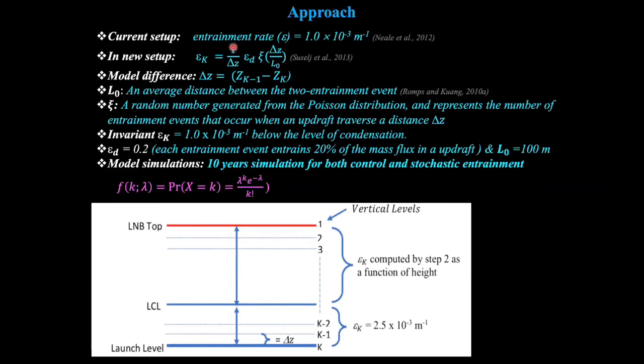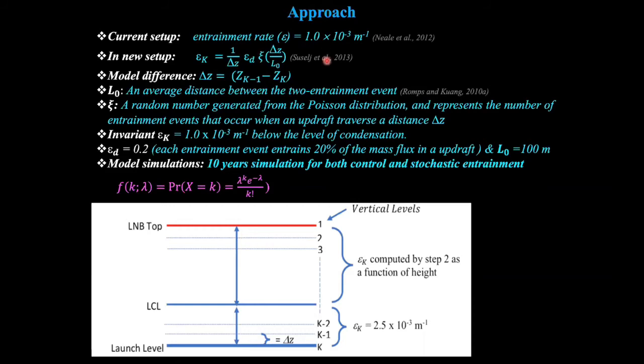In the current version of the model, it has a default fixed, deterministic, space-time independent value of 1 × 10⁻³ per meter. So it's like if a parcel of 1 kg rises by 1 kilometer, it will mix with another 1 kg of air in this 1 kilometer that it goes up. So that is the formulation right now, a very simplistic formulation.